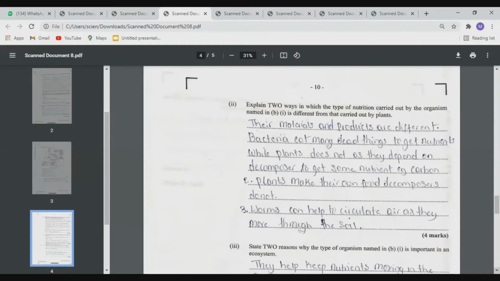3, worms can help to circulate air as they move through the soil. So that was one if you were thinking about worms. But any of these 2 should be okay. Well, rather, any of these 3 should be okay.